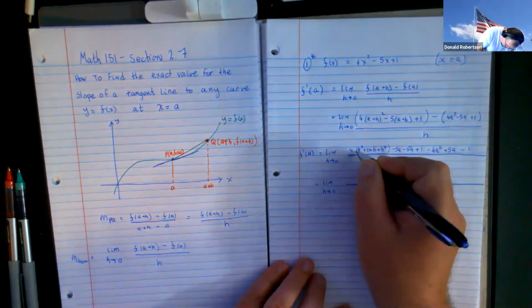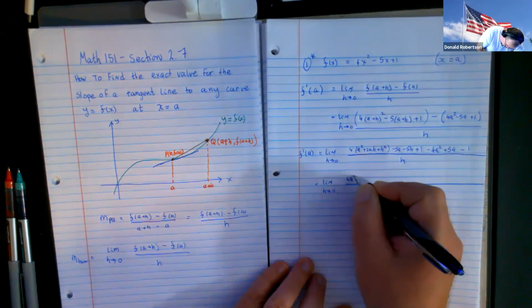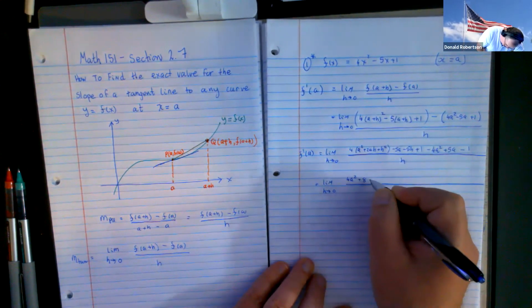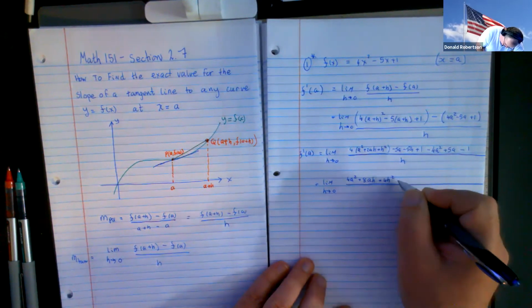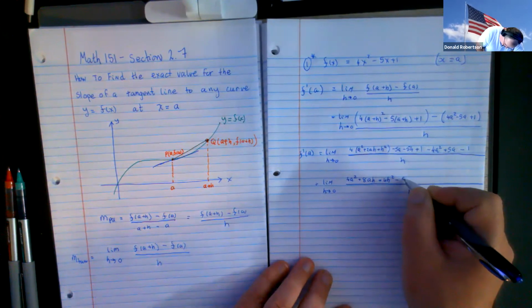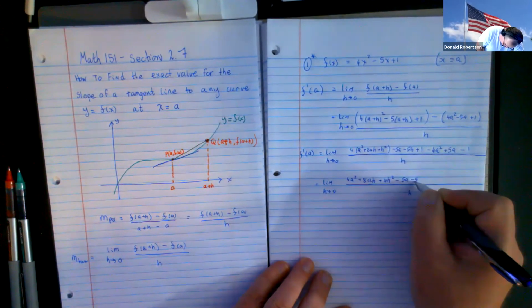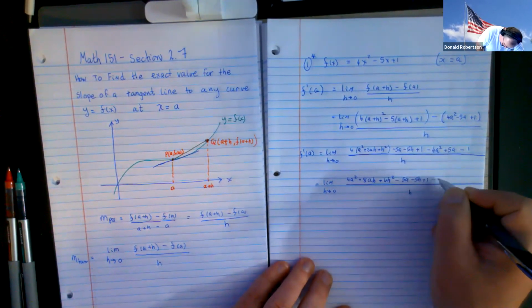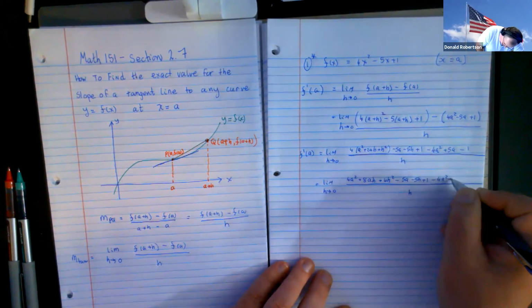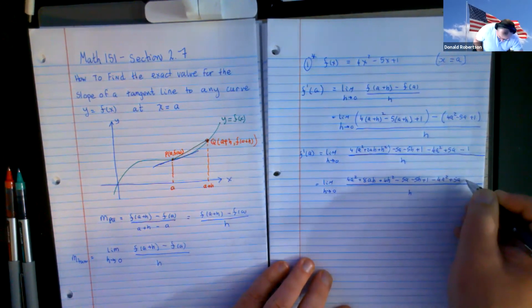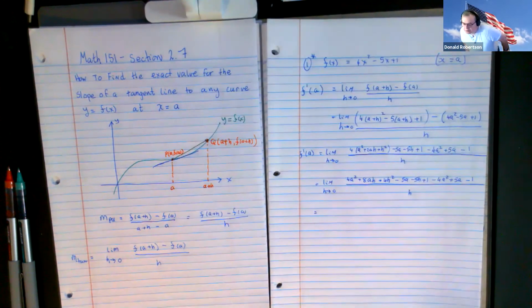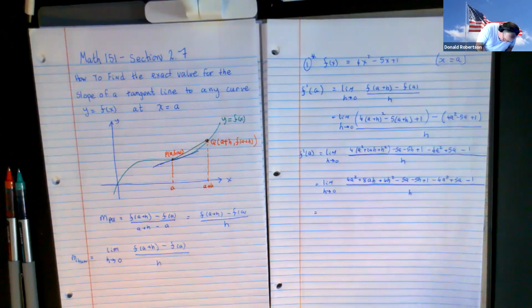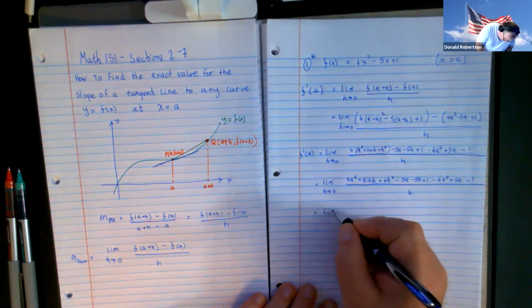Distribute the 4 now. So it's going to be 4a squared, 8ah, 4h squared, take away 5a, take away 5h, plus a 1, take away that guy, plus a 5a, take away 1. Now that is a pretty ugly expression. Let's see if anything nice happens.